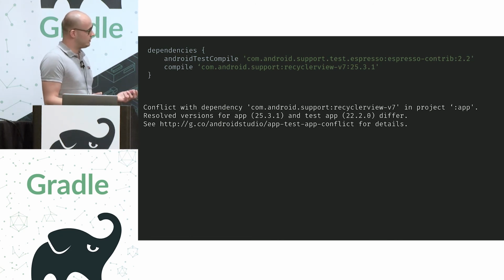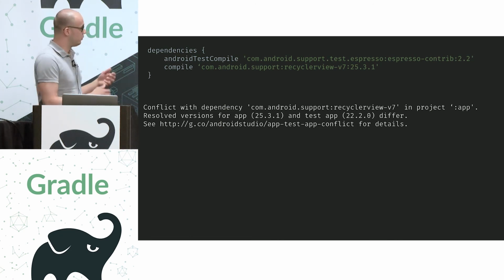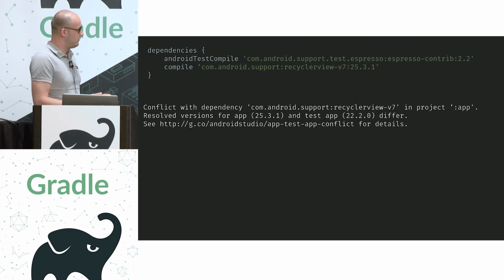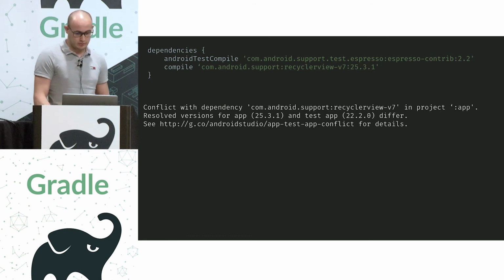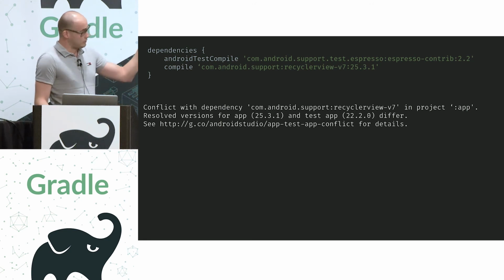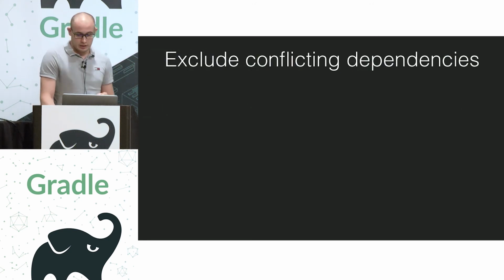It doesn't make sense though, and that's why the build fails, but this is Android plugin failing and not Gradle. So what we need to do in order to fix this is we need to find a way to have the test APK contain also the same version of recycler view as our regular APK. And this is usually done by excluding dependencies from the contrib library.